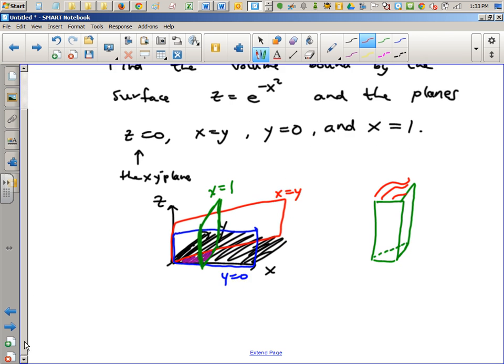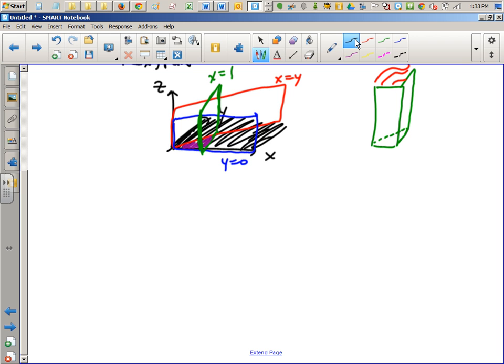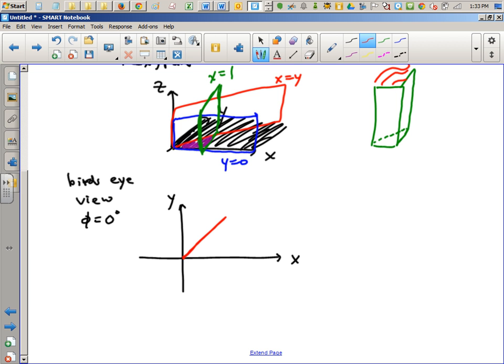What do you see when you look straight down onto it? Well, you see this. The x-axis is here. The y-axis is here. So this is the bird's eye view. Sometimes called the phi equals 0 degrees view. You're on the z-axis looking down. The z-axis is poking you right in the eye. Okay? All right, so you're looking down, and here's what you see. You see this line, y equals x, and this line, y equals 0, and this line, x equals 1. Bounding this purple region.